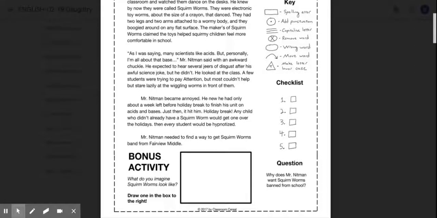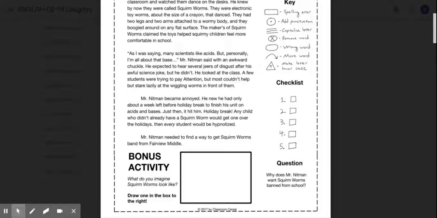As I was saying, many scientists like acids, but personally, I'm all about that base, Mr. Knitman said with an awkward chuckle. He expected to hear several jeers of disgust after his awful science joke, but he didn't.